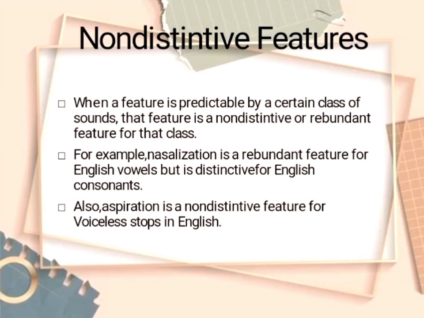Also, aspiration is a non-distinctive feature for voiceless stops in English. Aspiration is a feature in language where saying a consonant gives out a puff of air. So the point here is that aspiration is not a distinctive feature since when aspiration is added to K, it does not create a different phoneme, as in the case of voicing.